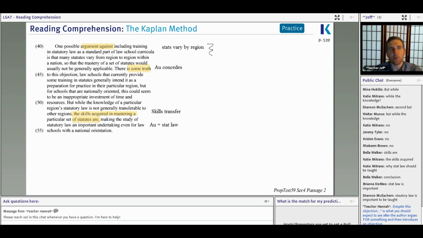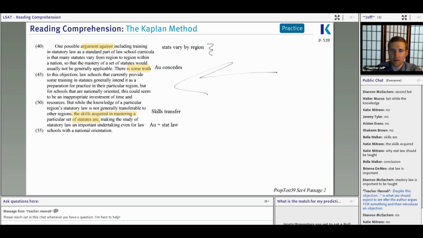Now, did the author bring up any sort of new ideas in the author's concession? Was there some other kind of like big, interesting negative associated with statutory law? We're just talking about reading speed here. No, it's really just still the idea that they vary region by region, and that could be a bad thing. So all of this you should be burning through and then slowing down when you get to the second part of saying like, oh yeah, author says positive skills do transfer, and the author is still very much in support of statutory law. Call it a day.